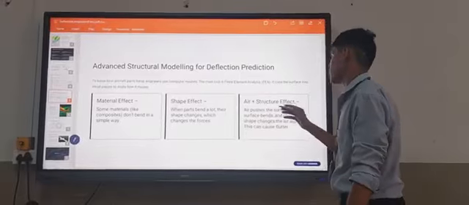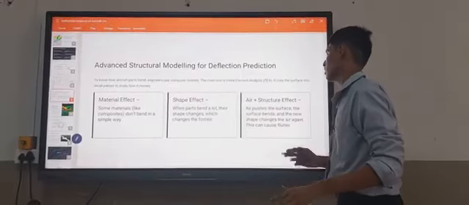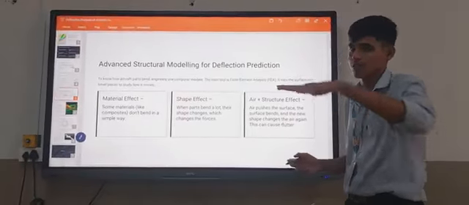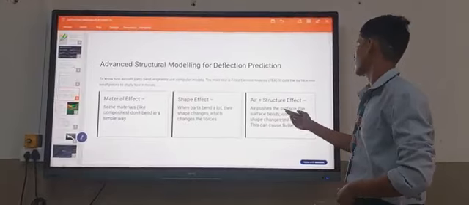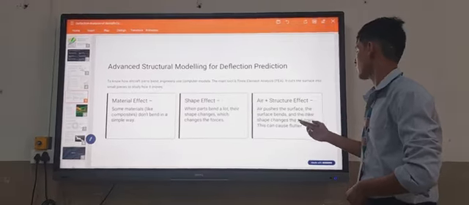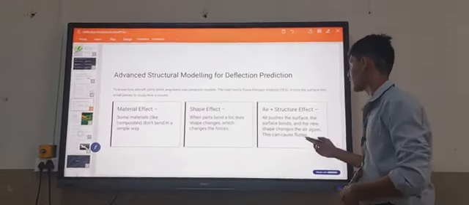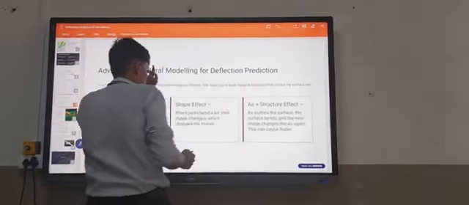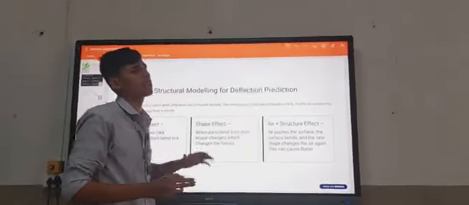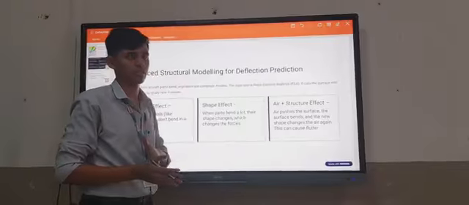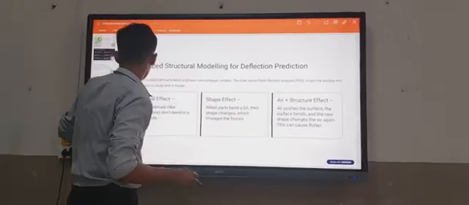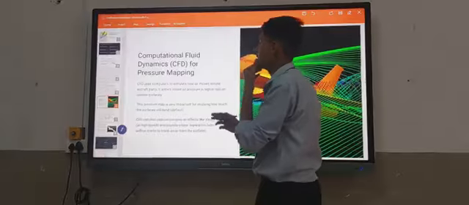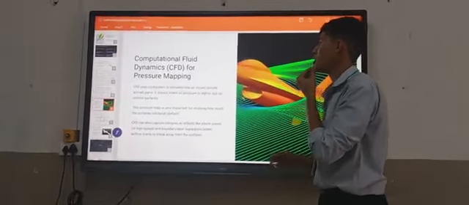And the air plus structure effect: air pushes the surface. Air pushes the control surface, air pushes the aeroplane surface. This surface bends and the new shape changes the air again. This kind of causes flutter. With the help of finite element analysis, we can find out how much the aeroplane will bend, and how the aeroplane will move smoothly. And talking about computational fluid dynamics (CFD) for the pressure mapping.